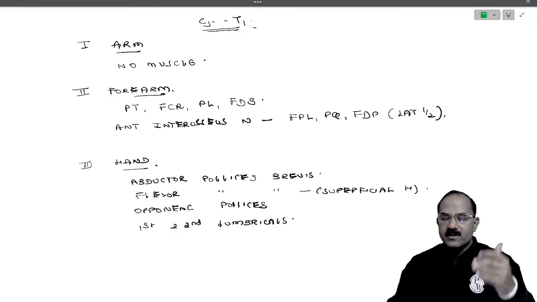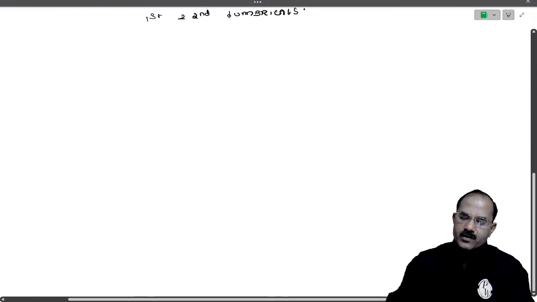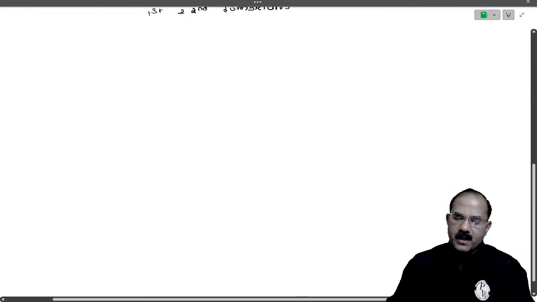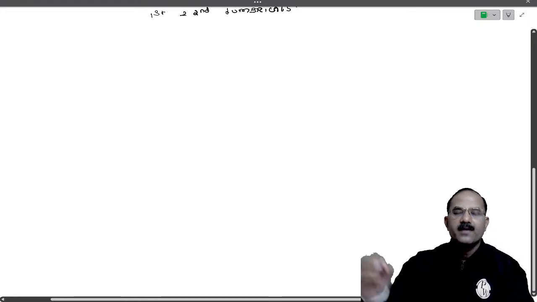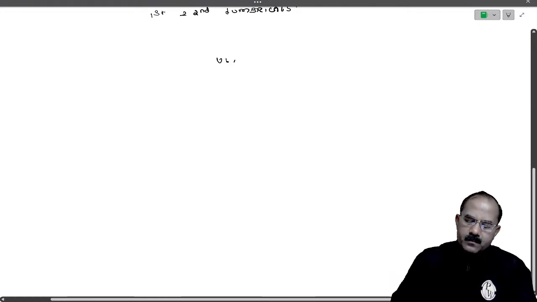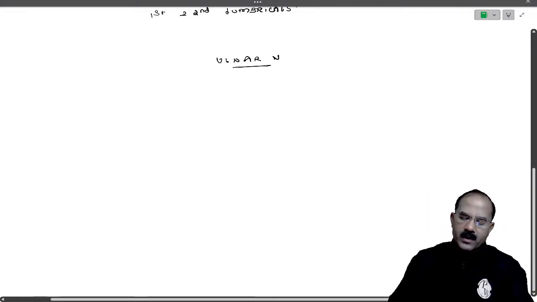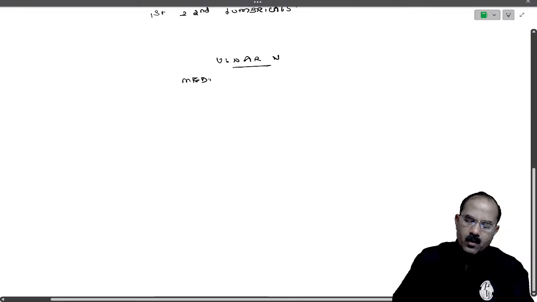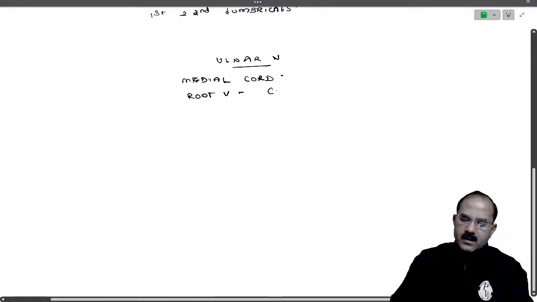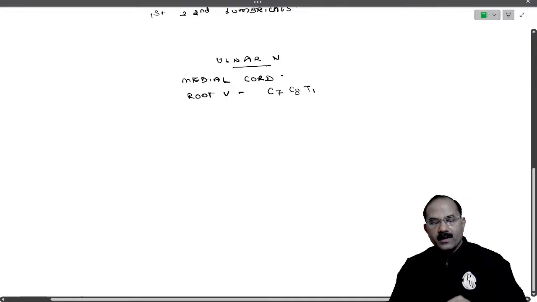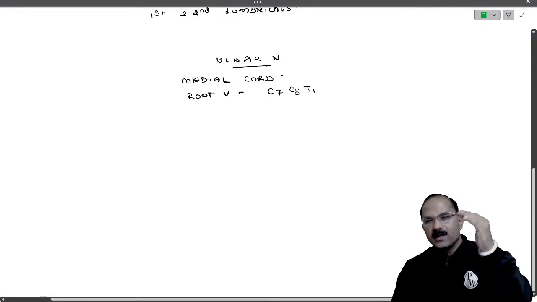Now let us understand the muscles supplied by ulnar nerve. Come on children, if you can answer this, muscles supplied by ulnar nerve. What is the root value of ulnar nerve? Ulnar nerve is a branch of which cord? Ulnar nerve is a branch of medial cord. And its root value is C7, C8 and T1.